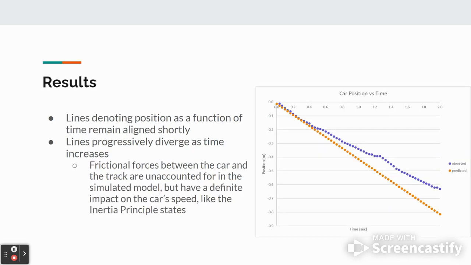Results. As seen by this graph, the 2 lines denoting position relative to time are mostly similar at the start, but diverge gradually by the end of the period. Decidedly, this is due to frictional forces, which were not considered by the idealized simulated model, but nevertheless exist and decelerate the car as it passes along, just as Newton's first law, the inertial principle, predicts. Since the forces in reality cannot be truly zero, and were not, the motion of the real object did not maintain indefinitely, like the computerized simulation projected.